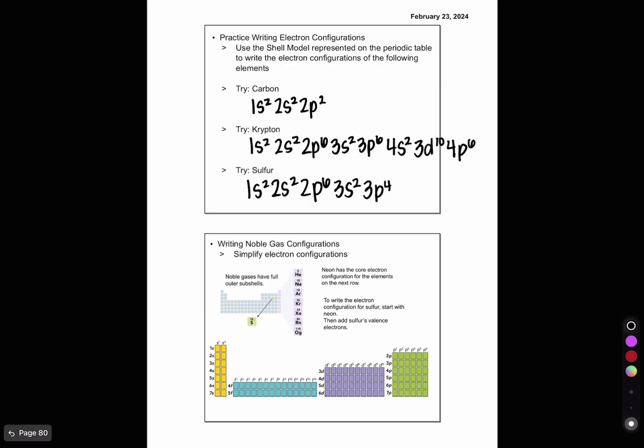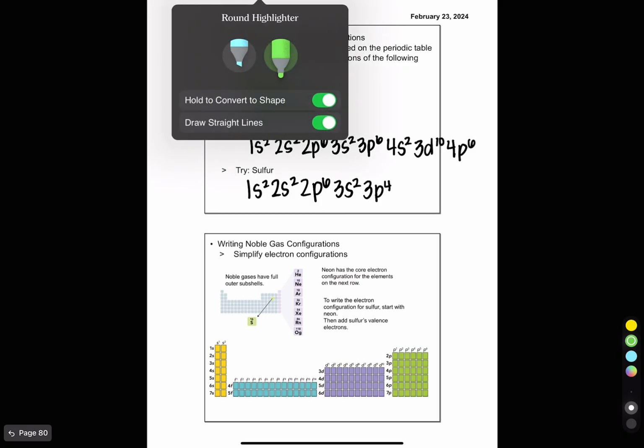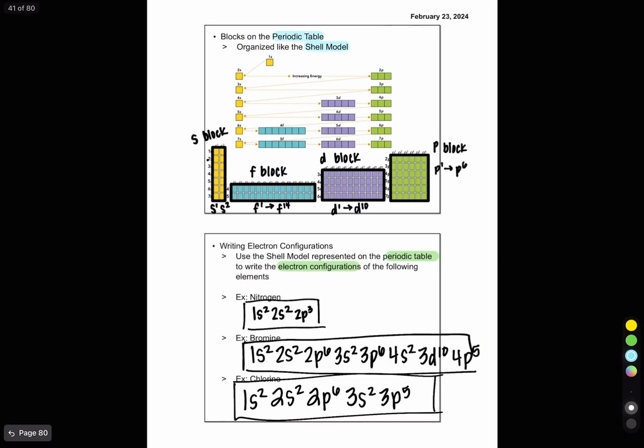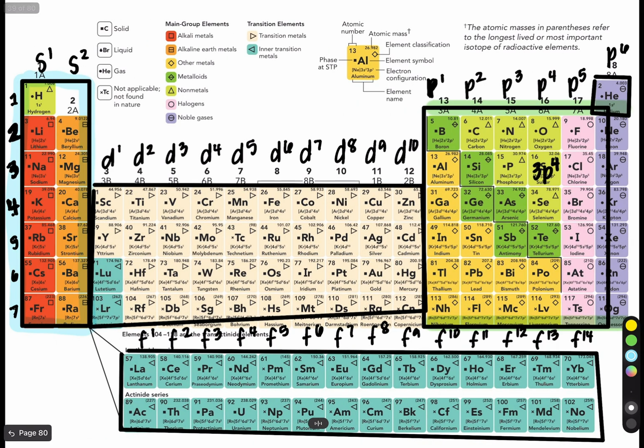So you might have noticed that for some elements, this is pretty simple. Like, for example, carbon is a pretty short string, whereas an element like krypton is a much longer string for its electron configuration. So when we're working with elements that have a lot of electrons, such as krypton, there is a simpler way to write electron configurations, and it's actually on the periodic table.